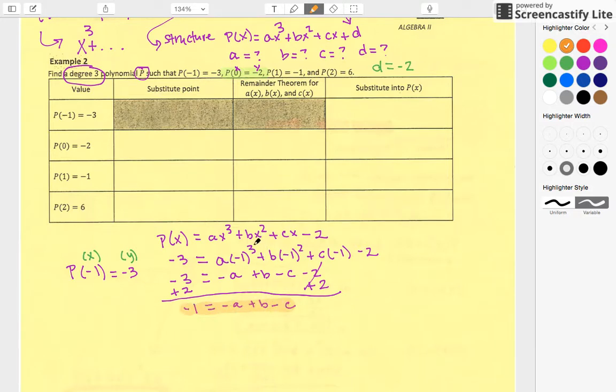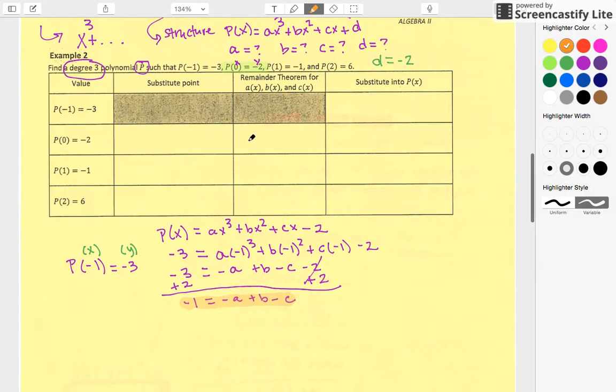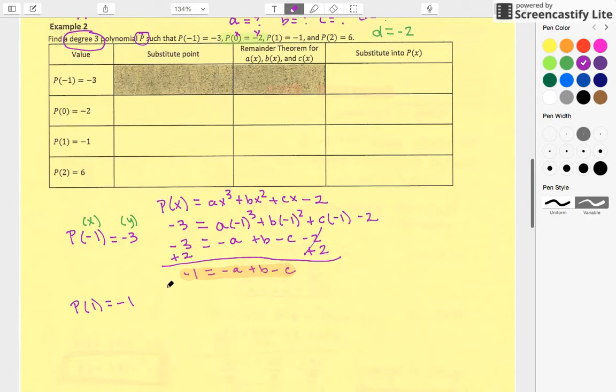Okay, so now I'm going to try the second one. So I have the second point. The second point is P of 1 equal to -1. So you do the same thing, essentially. I'm not going to walk through that, but I'll just set it up so you can see it. Essentially you substitute the point in and figure that out from there.